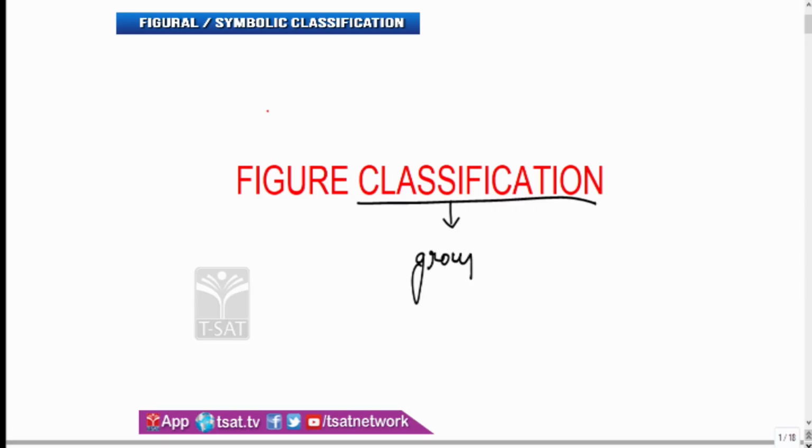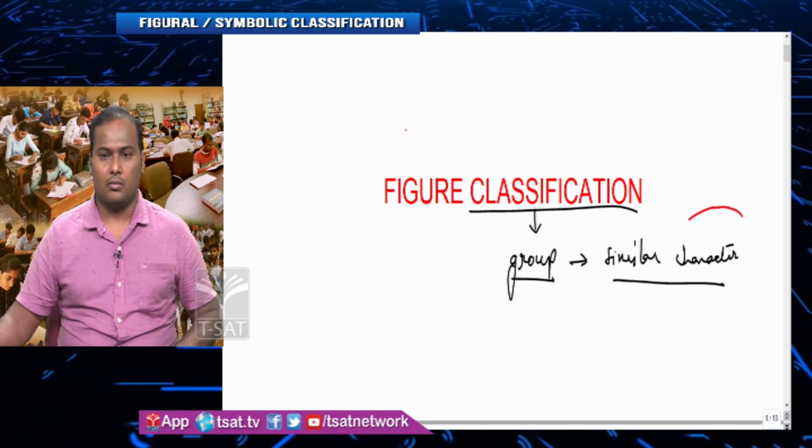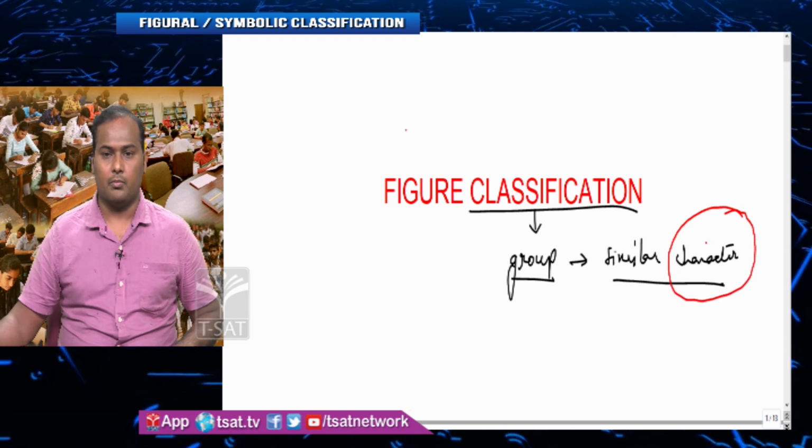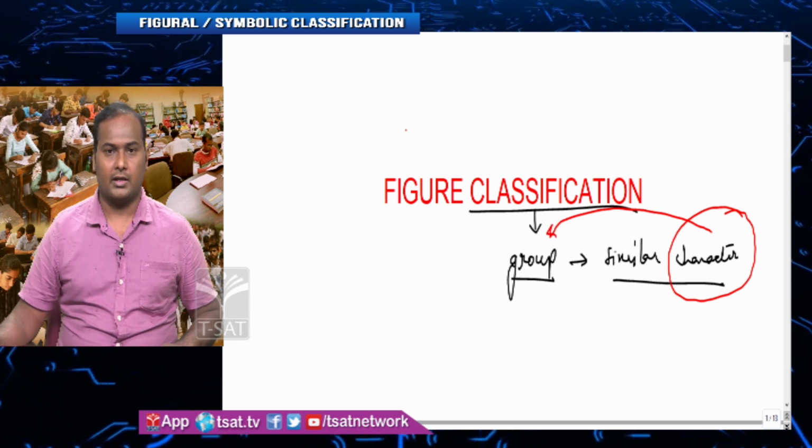What is classification? The definition says that you have to divide the questions into groups based on a similar character. So there should be one common character for one particular group. One group, one character. What the student has to do is identify this character and divide the items into groups. That's what the examiner is going to test.